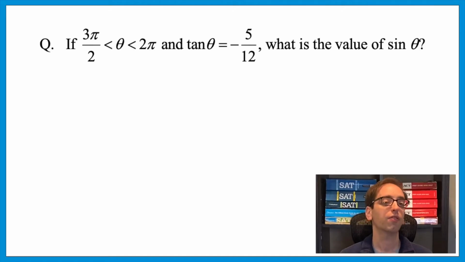Now let's look at reference triangles. These have been a favorite of the ACT for years, but they recently started popping up on the SAT as well. Let's try one. If 3 pi over 2 is less than theta, which is less than 2 pi, and the tangent of theta is negative 5 over 12, what is the value of the sine of theta?